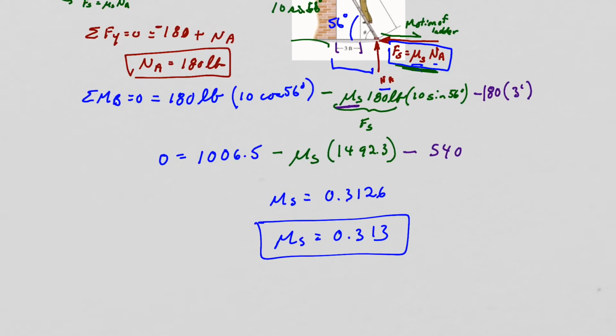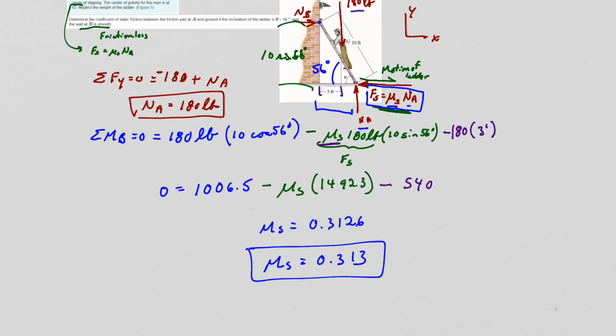So what that states is that this is the coefficient of friction for the case where this is on the verge of slipping. If he weighed just a little bit more, that ladder would slip out.